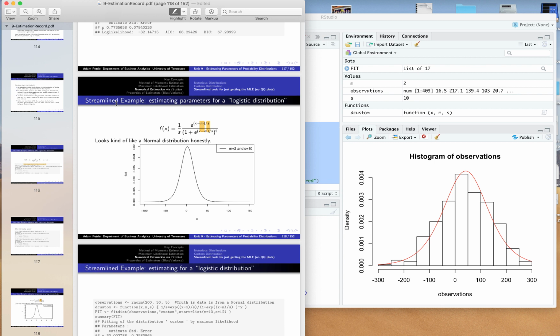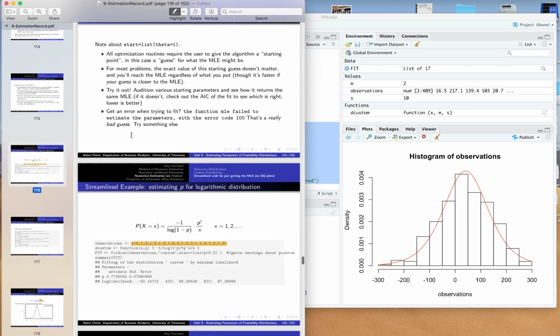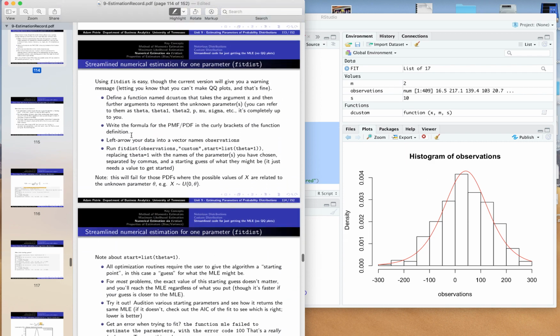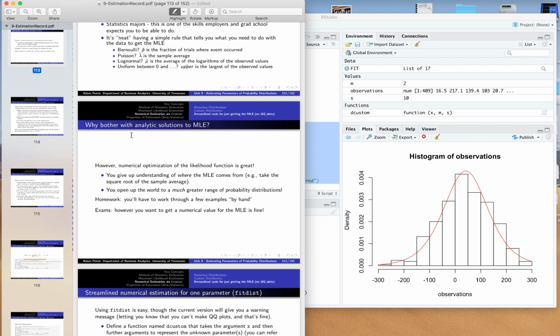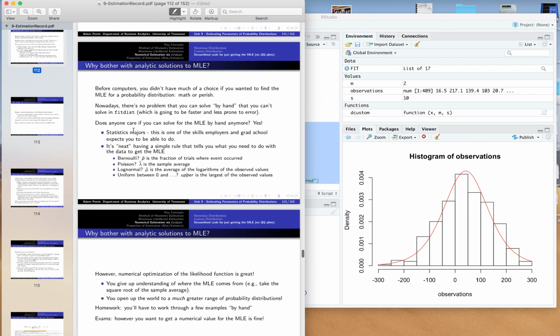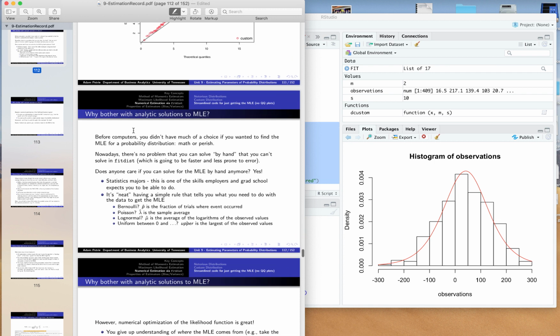Do we need to know how to solve mathematically for these MLEs, these method of moments estimators? Well, not really in this day and age, especially if you are a business analytics practitioner. This isn't something you're going to be doing on a daily basis. If you want to get the MLE for something, then hey, fitdist to the rescue.